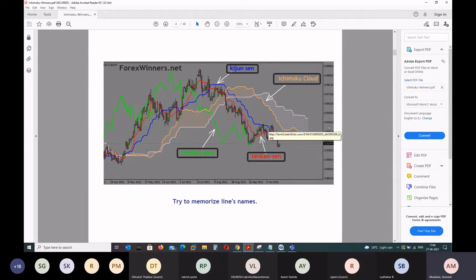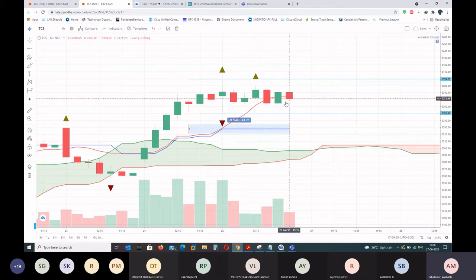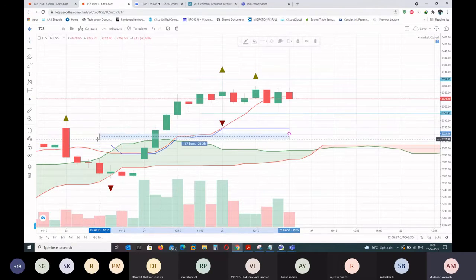The second line is called the Kijun Sen line. Kijun Sen is the same as Tenkan Sen. The only thing that differs is the calculation. Instead of nine candles, we'll take into consideration 26 candles. So from here, you simply go back the last 26.